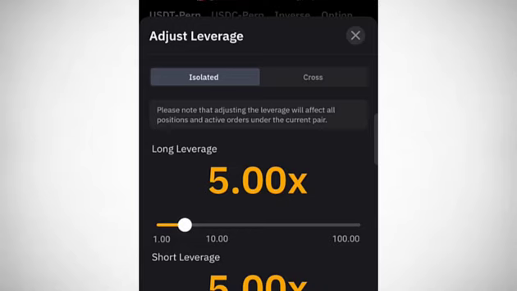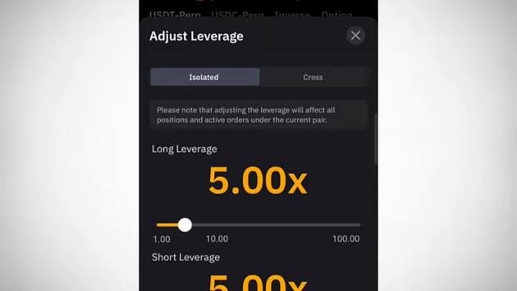There are two types of leverage: isolated margin and cross margin. With isolated margin, you have the opportunity to isolate some part of your capital in a particular trade. For example, you have $1,000 trading capital and you open a $100 trade using isolated margin.